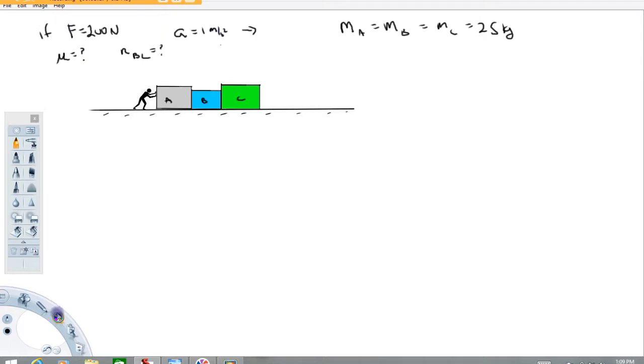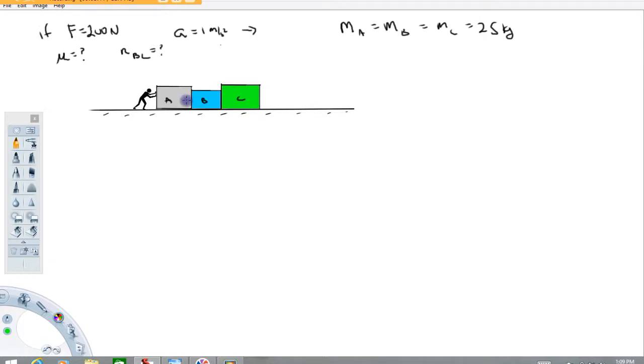Now, drawing free body diagrams. When you draw free bodies, the first thing you have to do is define your system, what's sometimes called your system of interest. And there's lots of free bodies we could draw here. We could draw a free body of mass A, or maybe B, or a free body of C. These are all decent free bodies to draw, or we can draw a free body of B and C together.